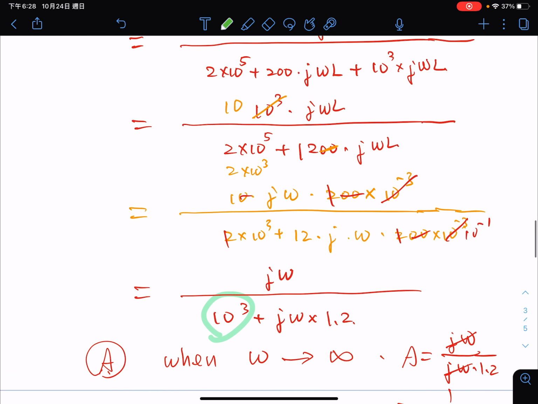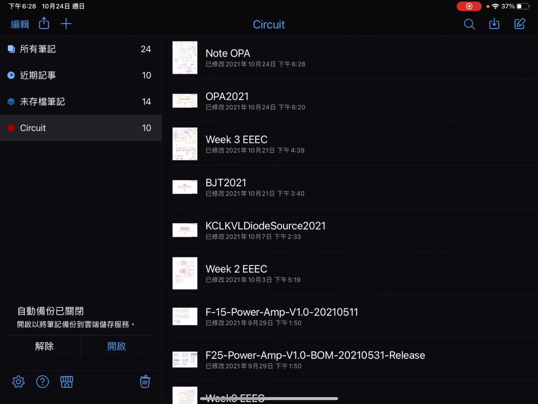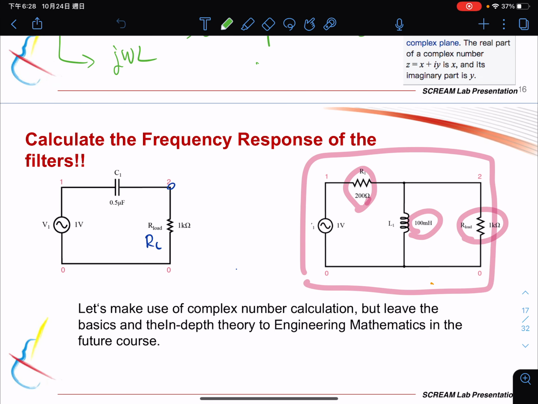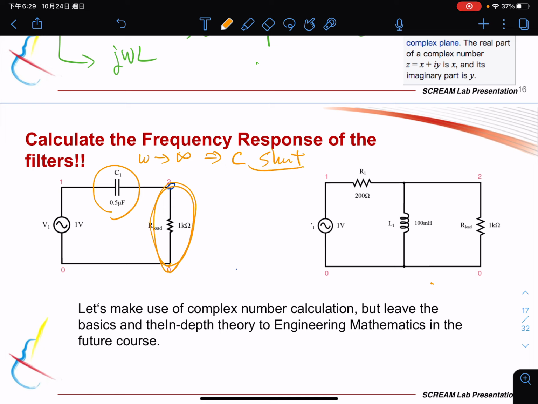So same thing, we have two different kinds of circuit, but both of them are high pass filters. And as you can see here, the capacitor is in series with the load, right? So when frequency goes very high, the capacitor becomes a short circuit. So all the voltage will drop here, right? So that's why it's a high pass filter.